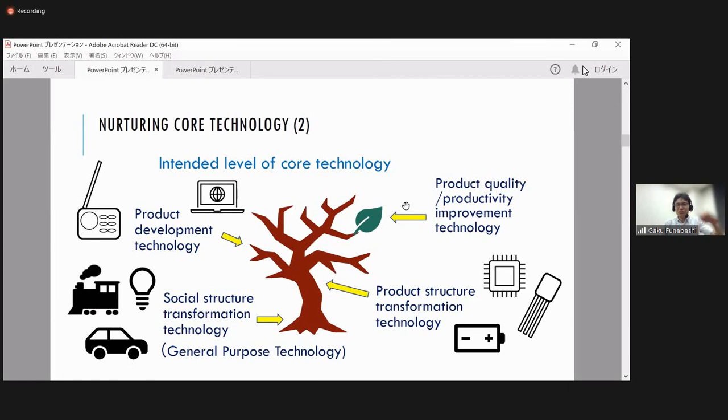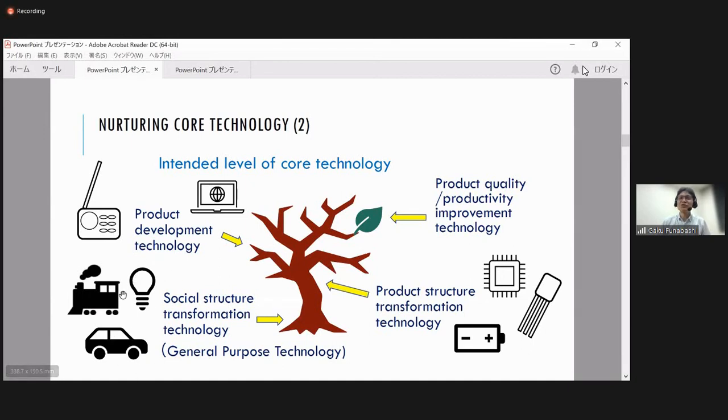Fundamental to much different levels. Fundamental technologies, I call them here social structure transformation technology. Like there's a tree, and it's like the trunk of the tree. With this technology, people's life and social structure itself can be transformed. Another term is general purpose technology. What is an example of general purpose technology?